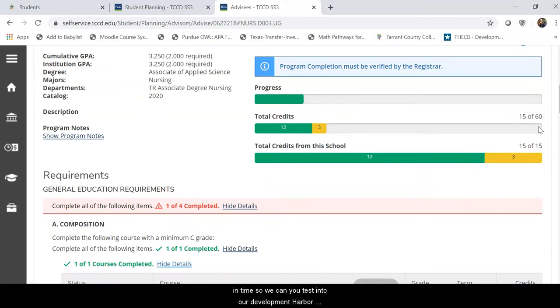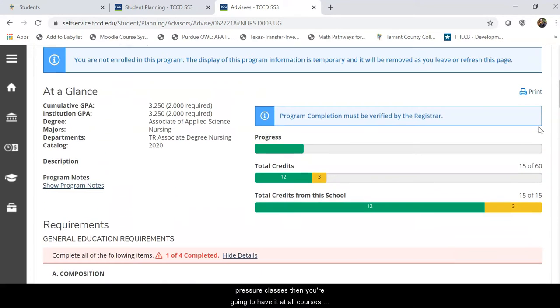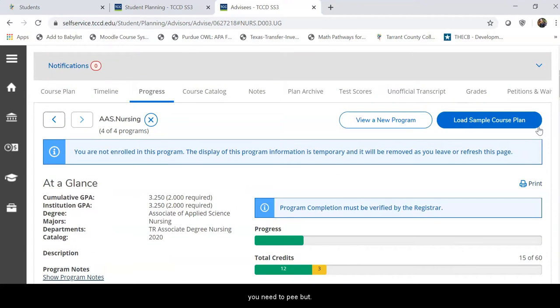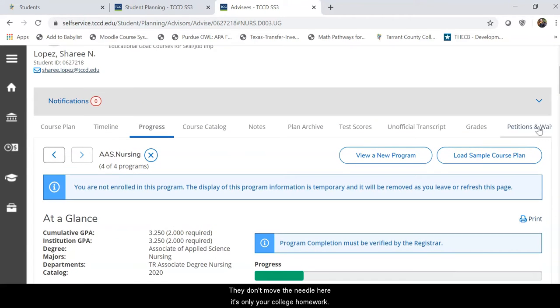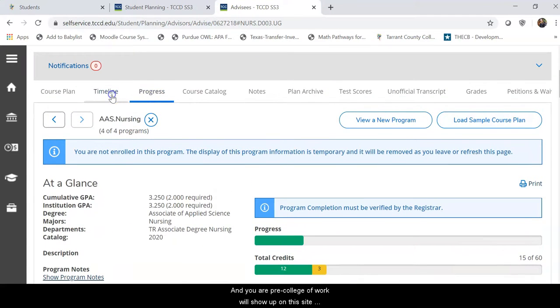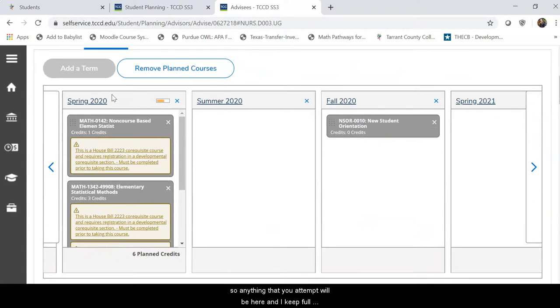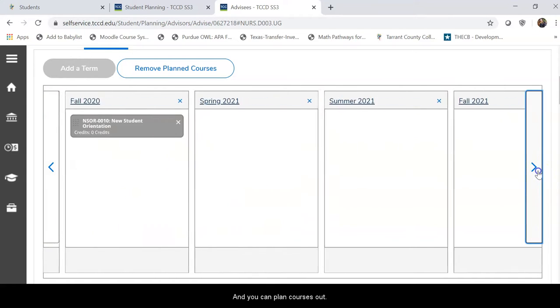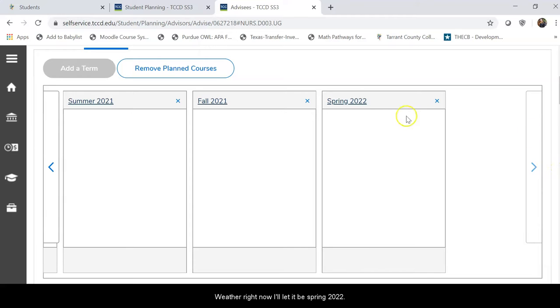If you test into our developmental or refresher classes, then you're going to have additional courses you need to take, but they don't move the needle here. It's only your college level work, and your pre-college level work will show up on this side. So anything that you attempt will be here. And they keep full records of everything that you've done. Even if you did college for kids, dual credit, anything like that, it's all going to be here. And you can plan courses out, as of right now, all the way up through spring 2022.